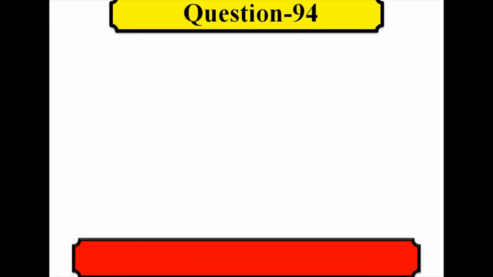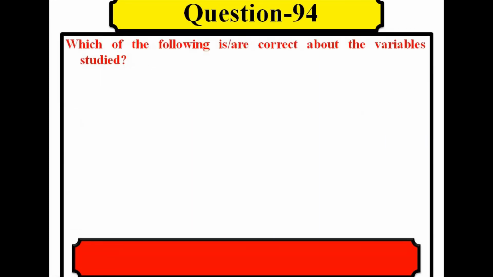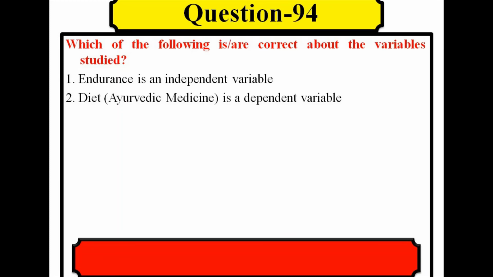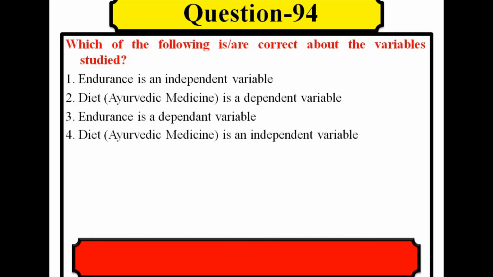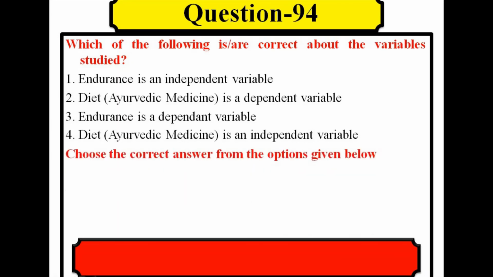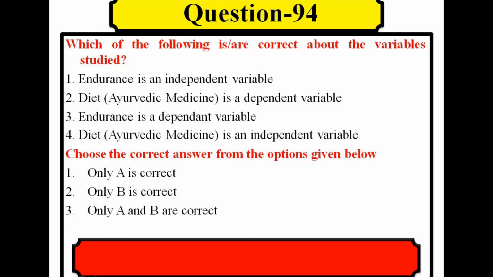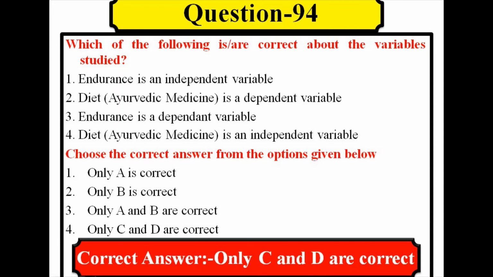Question 94. Which of the following is/are correct about the variables studied? 1. Endurance is an independent variable. 2. Diet, Ayurvedic medicine, is a dependent variable. 3. Endurance is a dependent variable. 4. Diet, Ayurvedic medicine, is an independent variable. Choose the correct answer from the options given below. Only A is correct. Only B is correct. Only A and B are correct. Only C and D are correct. Correct answer: only C and D are correct.